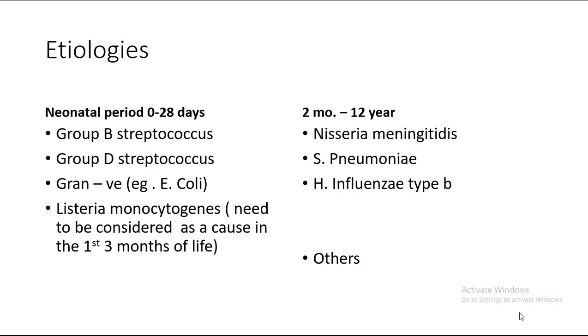From 2 months to 12 years, we have to consider Neisseria meningitidis, Streptococcus pneumoniae, H. influenzae type B. Of course, there are other types beyond the discussion in this lecture. Now, the incidence of H. influenzae type B as an etiology for acute bacterial meningitis has been reduced by the implementation of the H. influenzae type B vaccine in the vaccination program.